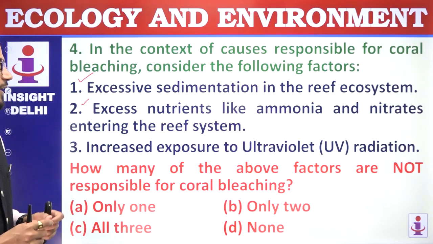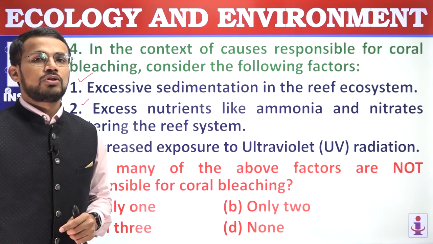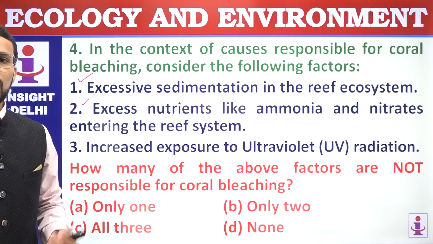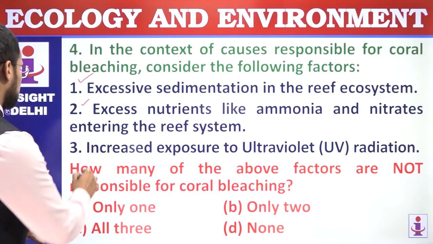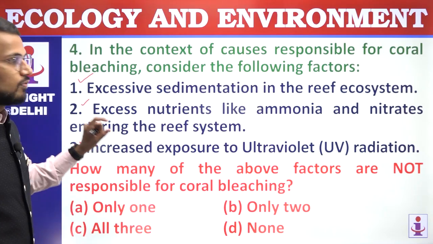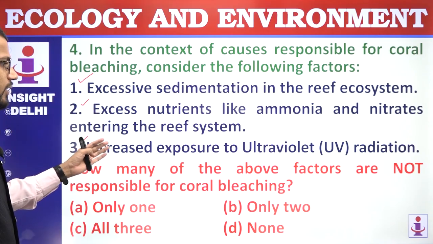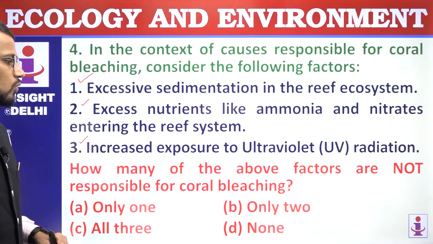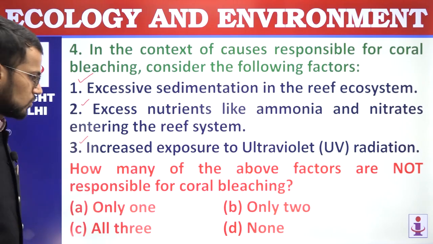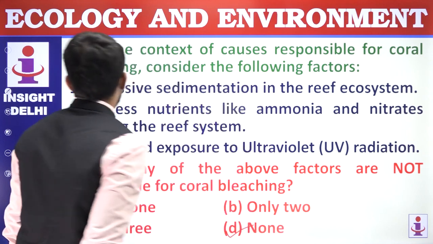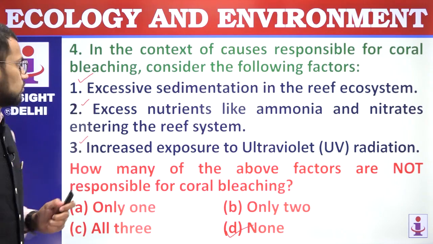Third, increased exposure to UV radiation. So UV radiations are harmful. Excessive exposure to UV radiation also leads to a kind of dissociation between coral polyps and zooxanthellae algae. And that's why third statement is also a correct statement regarding the factors associated with coral bleaching. We are supposed to find out how many of the above factors are not responsible for coral bleaching. So as all factors are responsible, none of them is not responsible, and that's why answer is D. Question number 4, answer is D. None of them is not responsible. All of them are responsible.